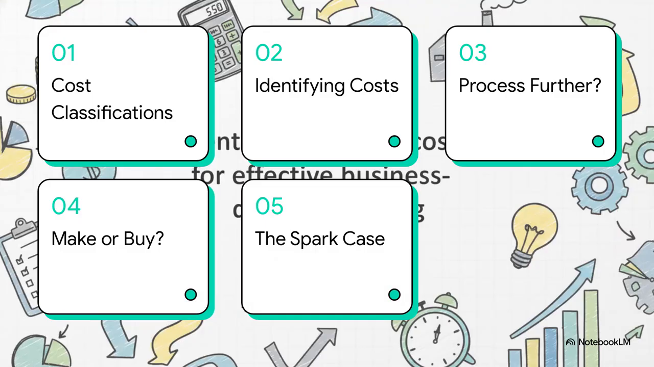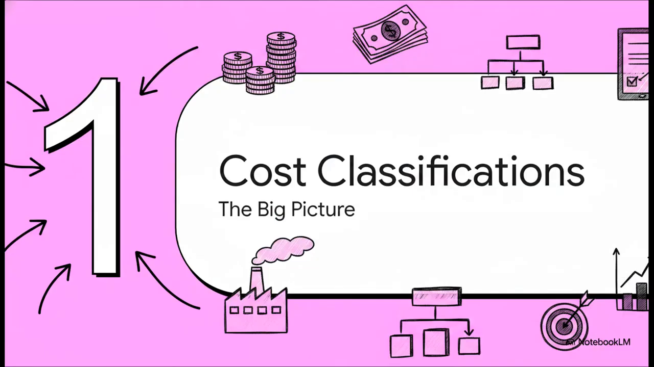To get us there, here is our game plan for today. First, we'll cover the cost classifications. Second, we'll practice identifying relevant costs. Third, we'll look at exercise M116-1, process further. Fourth, we'll test out M16-3, make or buy. And finally, we'll tackle the Spark case. Let's jump right in. Section 1, the cost classifications.